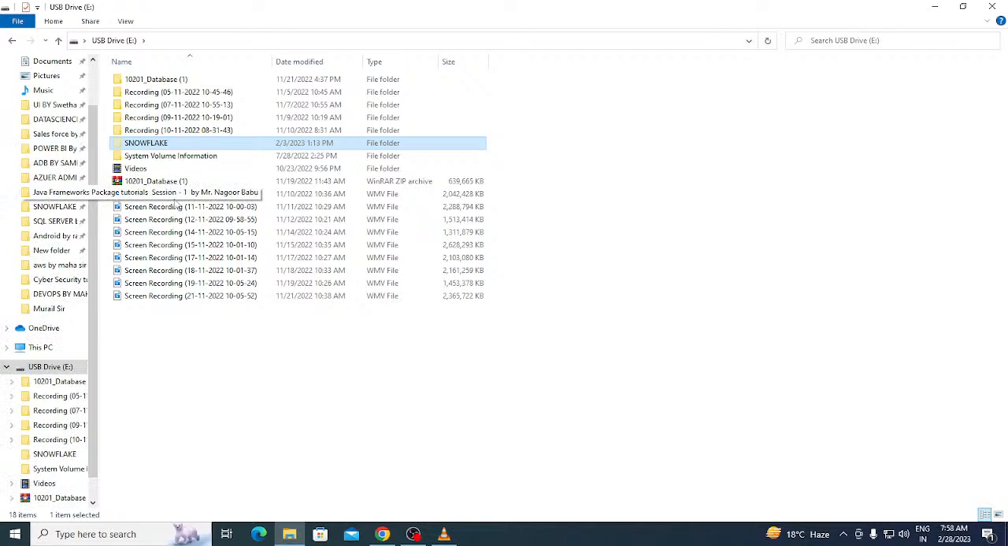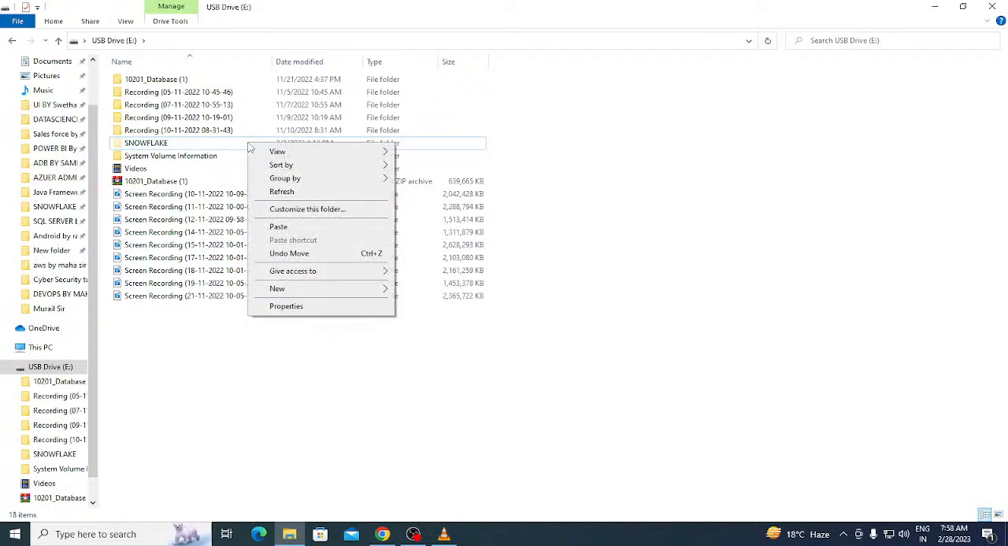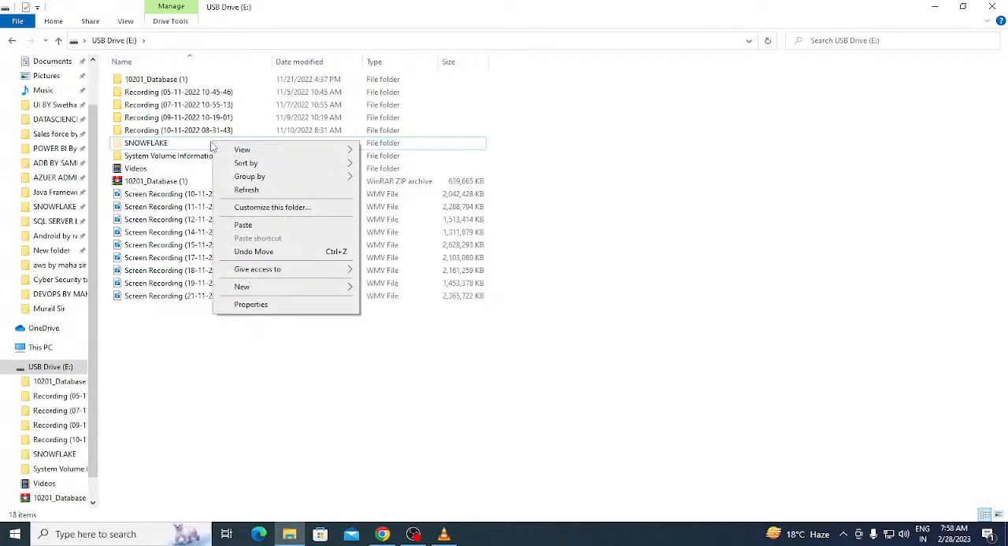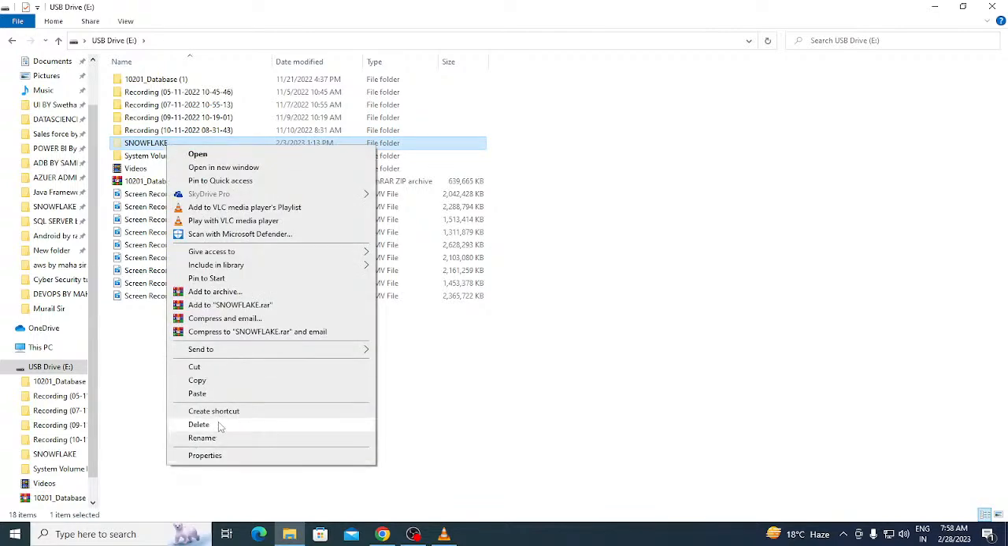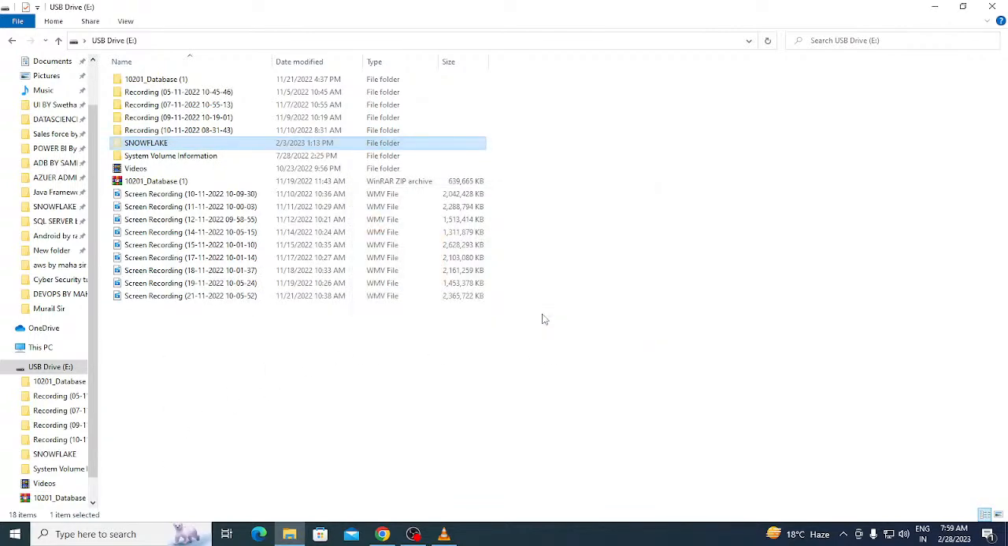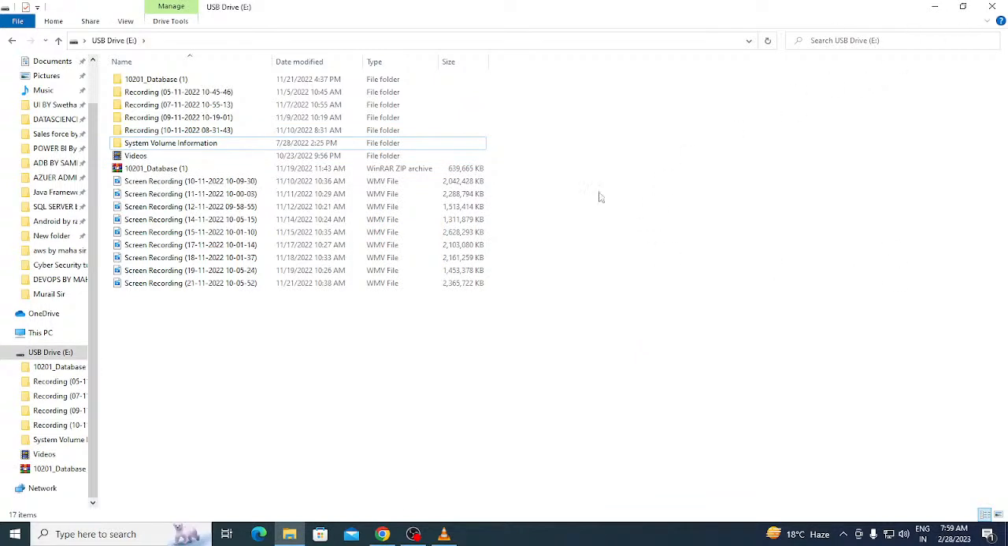But the problem is that Google provides you by default only 15 GB of memory. Am I right? Google provides 15 GB of memory by default. But now you have to store 500 GB, not 15 GB, guys. So now what do you have to do? Tell me now. Tell me, guys.